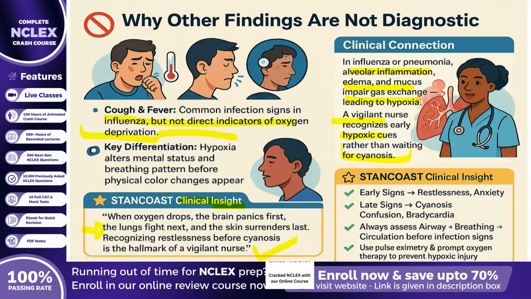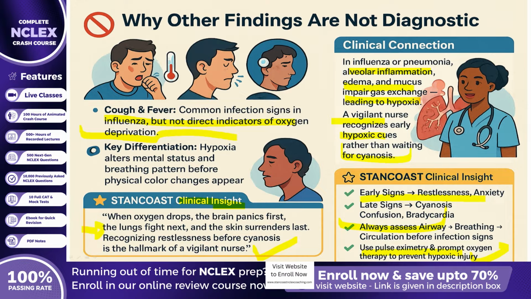Early signs of hypoxia include restlessness, anxiety, and tachypnea. Late signs of hypoxia include cyanosis, confusion, and bradycardia. Always assess airway, breathing, and circulation before interpreting infection-related symptoms. Continuous pulse oximetry and timely oxygen therapy remain the nurse's strongest tools to prevent hypoxic injury.